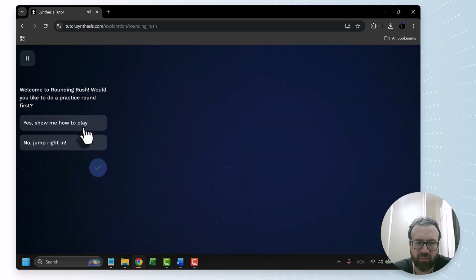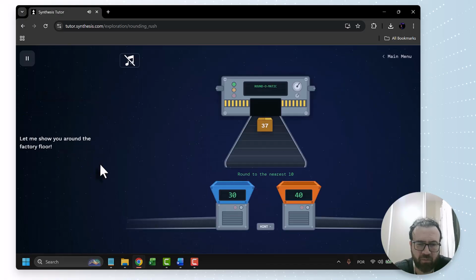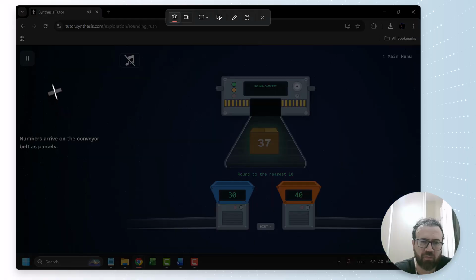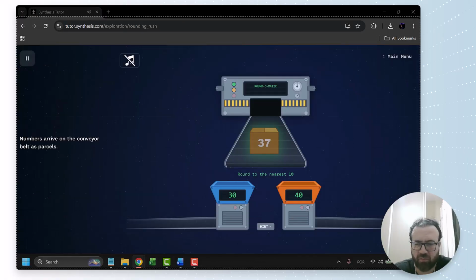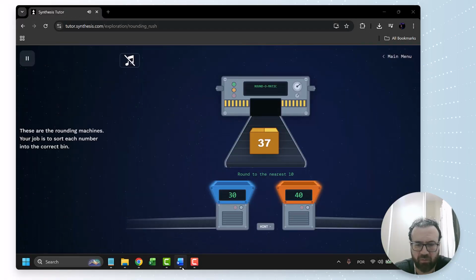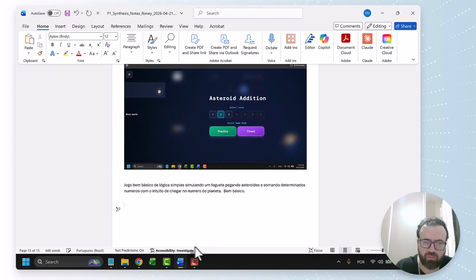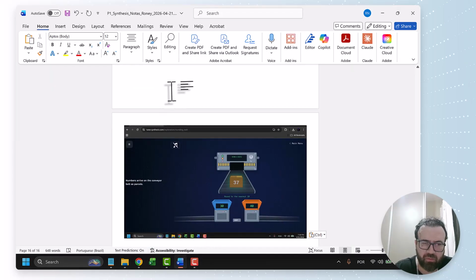Welcome to Rounding Rush. Would you like to do a practice round first? Let me show you around the factory floor. Numbers arrive on the conveyor belt as parcels. These are the rounding machines. Your job is to sort each number into the correct bin.